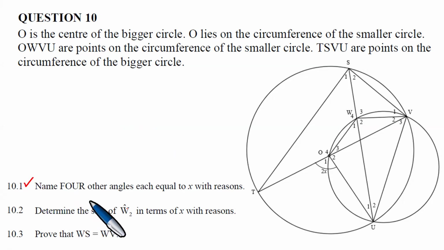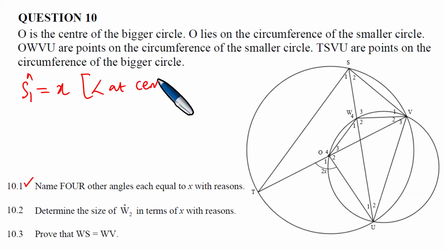Name four other angles each equal to X with reasons. Right. There it is. So I think I found them. Okay. Which one do you think is the case? First, the angle S1. Well done. The angle S1 equals X. Why? Angle at the center is equal to 2 times angle at the circumference.